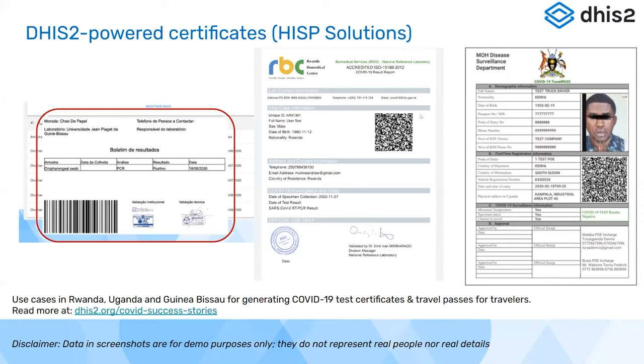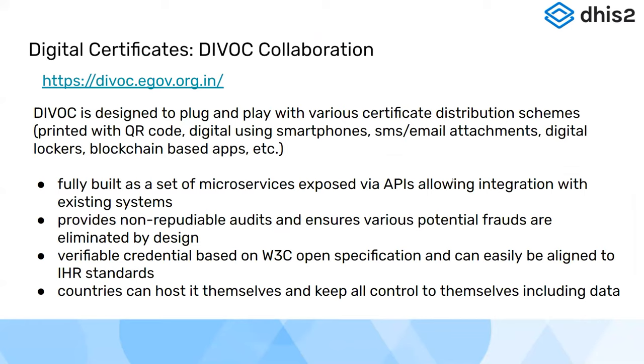At the same time, we are looking into establishing an integration with a solution called DIVOC. This comes from a nonprofit group in India called eGov. They have been for quite a long time producing digital certificates around health in India and in the Southeast Asia region. And they have been working to create a global vaccine certificate that can be associated with COVID, but of course could also be used for all vaccinations. They are a free open source solution as well.